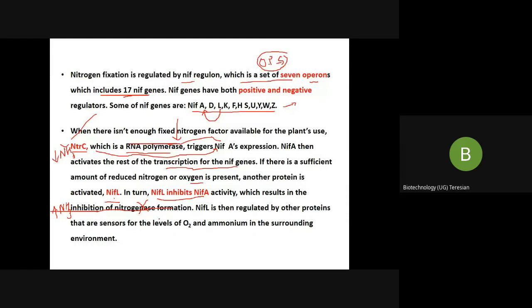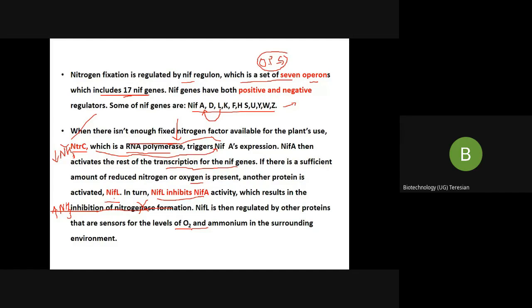Okay. So NIF-L is regulated by other proteins that are sensors for the levels of oxygen and ammonia in the surrounding environment. It is the same as what I told you. When there is a sufficient amount of ammonia and oxygen, it inhibits the nitrogenase, telling it not to proceed with the reaction. We have sufficient amounts for the plant to survive.